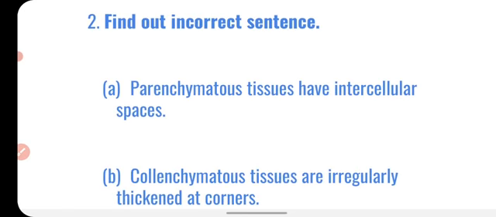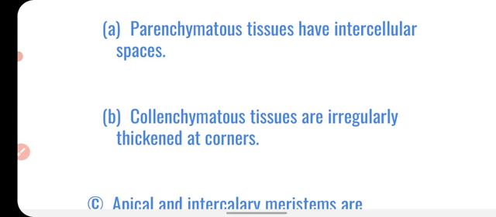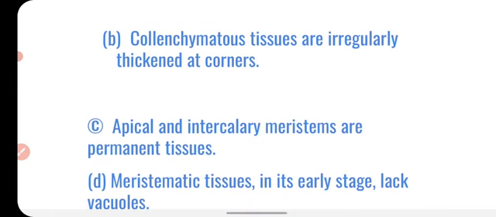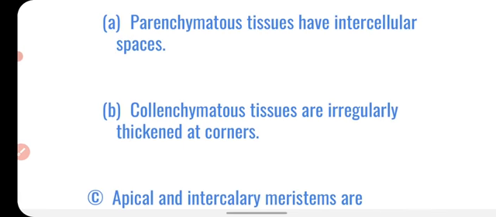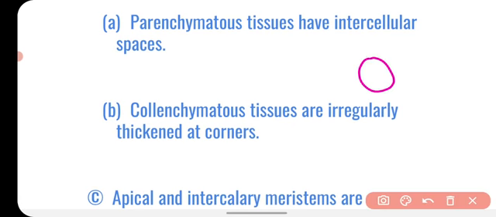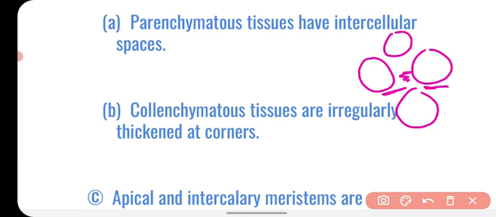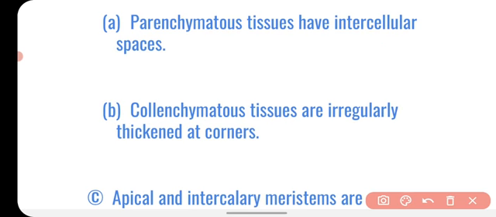Question number 2. Find out the incorrect sentence. You have to opt the incorrect sentence. The first statement is parenchymatous tissues have intercellular spaces. Collenchymatous tissues are irregularly thickened at corners. Apical and intercalary meristems are permanent tissues, and meristematic tissues in its early stage lack vacuoles. Here you know that parenchymatous tissues have intercellular space. The cells in the parenchymatous tissue have the intercellular spaces, the space between the cells. So this is the true statement.